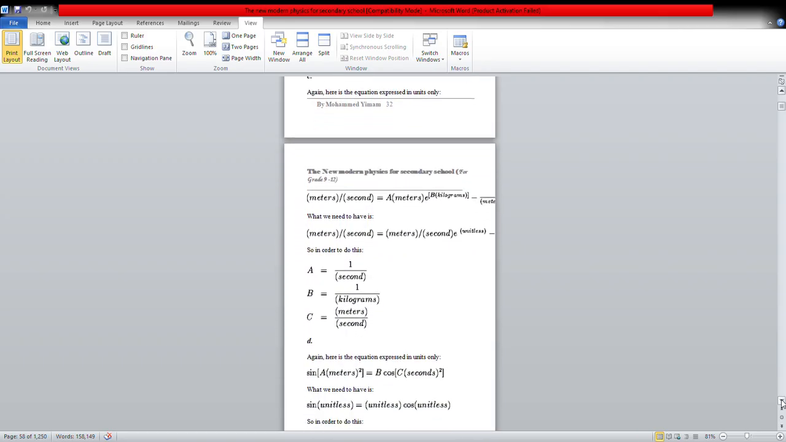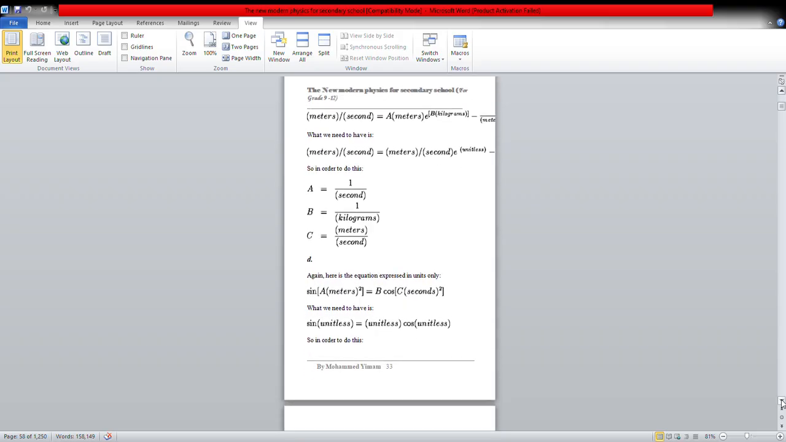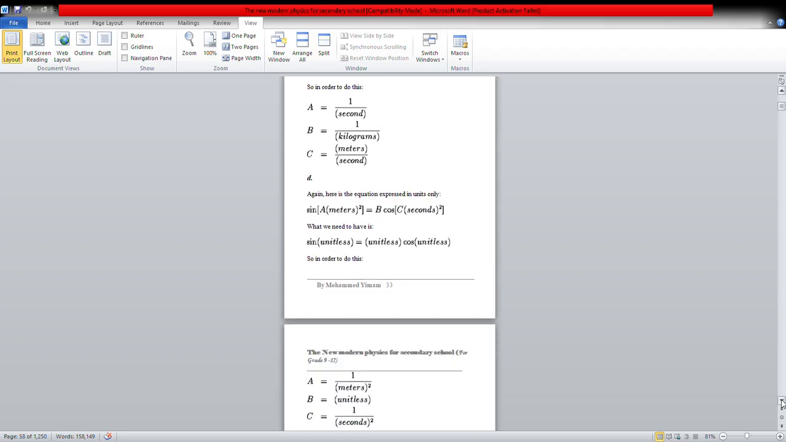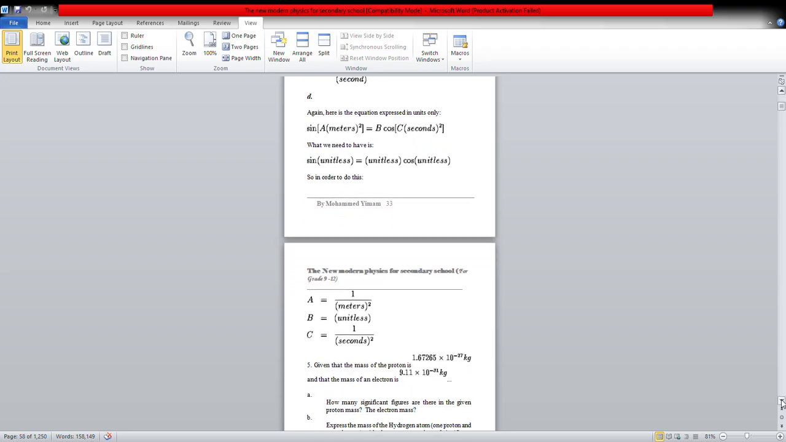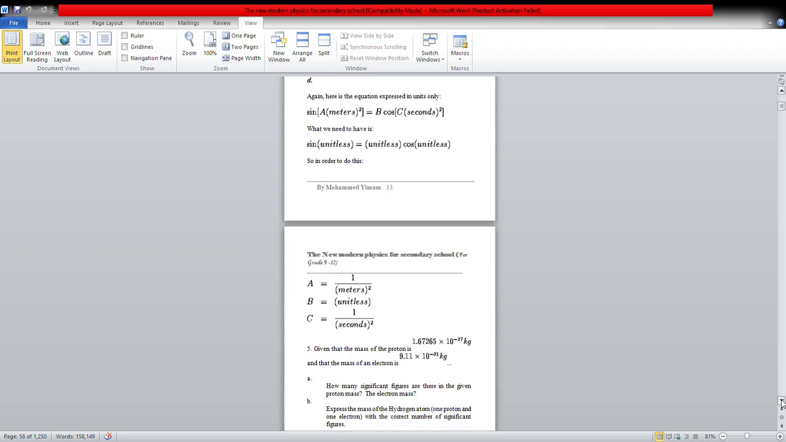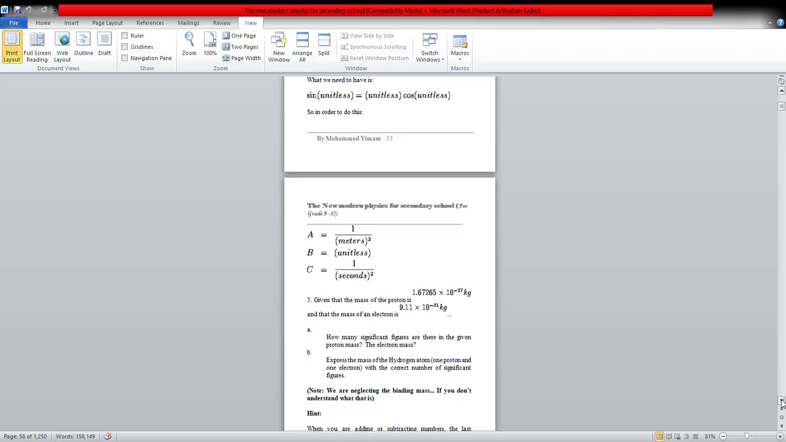B is equal to 1 over kilogram, C is equal to meter per second. D. Again, here is the equation expressed in units only. Sin A times meter square is equal to B cos times C times second square. What we need to have is sin times unitless is equal to unitless times cosine times unitless. So in order to do this, A is equal to 1 over meter square, B is equal to unitless, C is equal to 1 over second square.